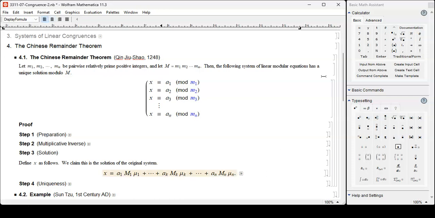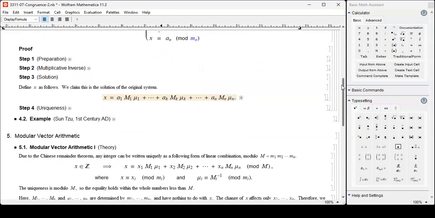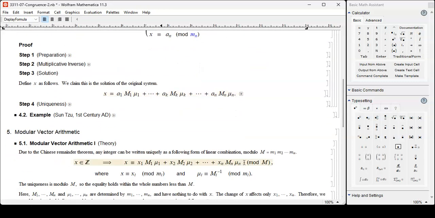The linear combination expression, and wait a minute, haven't you seen this before? Yeah, the very same as this, except we have x1, x2, x3, and so on. Here we use a1, a2, a3, and so on. Just a change of characters.